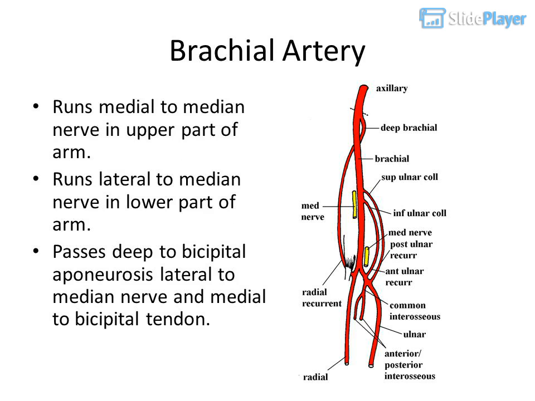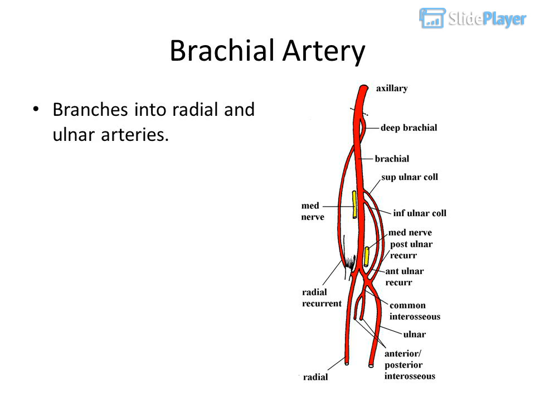The brachial artery runs medial to the median nerve in the upper part of the arm and lateral to the median nerve in the lower part of the arm. It passes deep to the bicipital aponeurosis, lateral to the median nerve and medial to the biceps tendon. It then branches into radial and ulnar arteries.